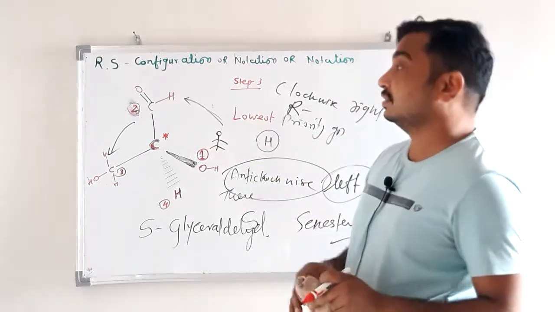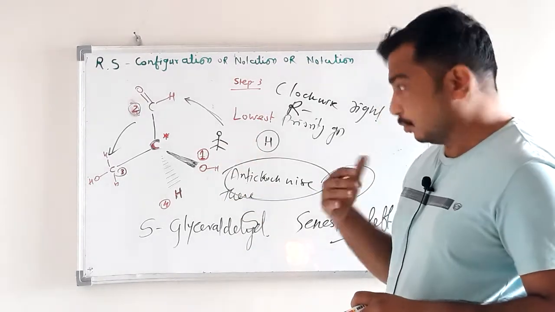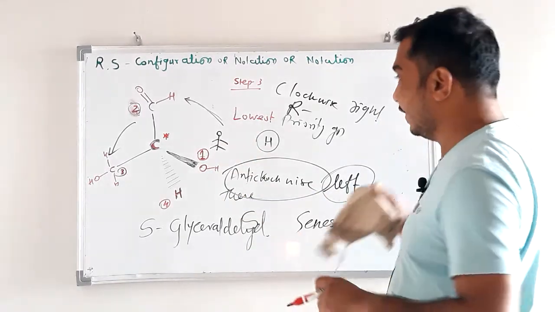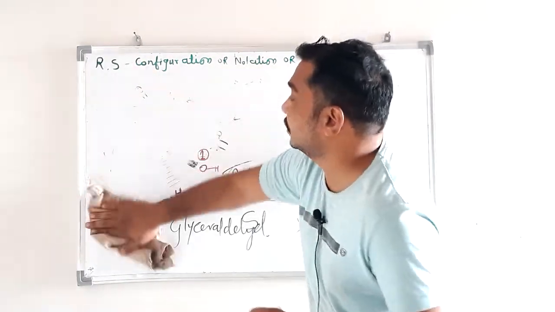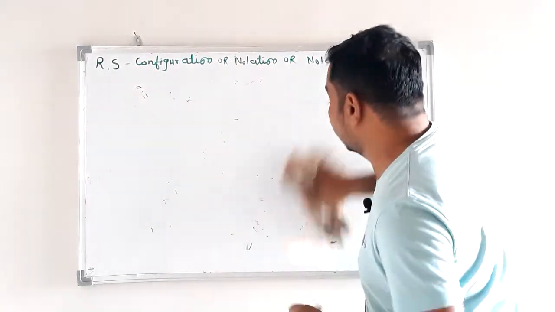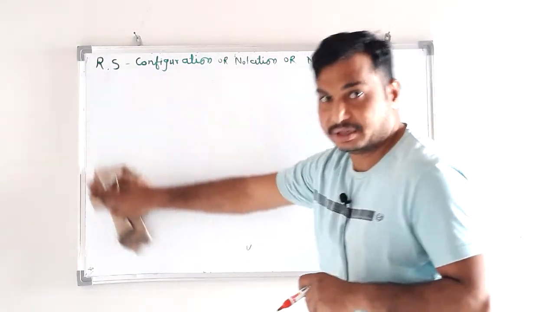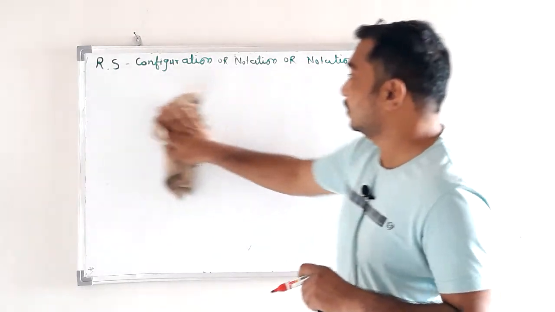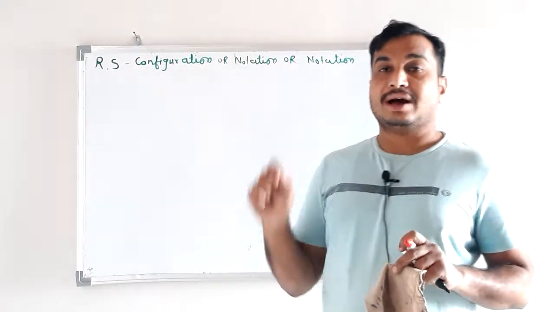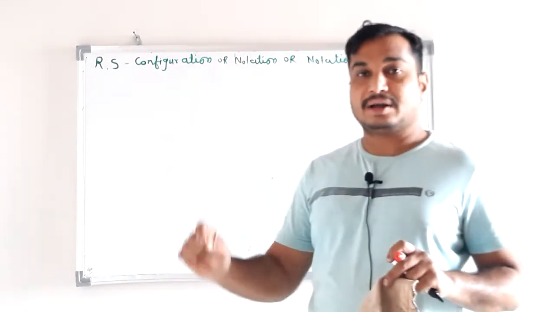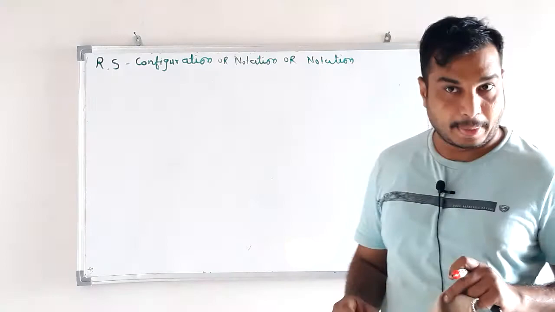Our last topic was the RS system. Now again I will take some more examples and explain this RS notation. How to give RS notation to an organic compound. There will be one or two questions in your examination, definitely 100%. The question is like this: give RS notation or RS symbol to the given organic compound.